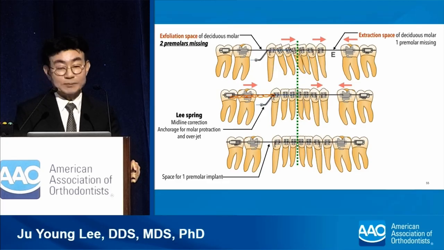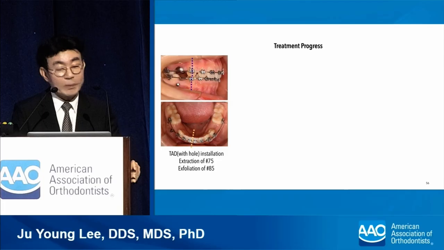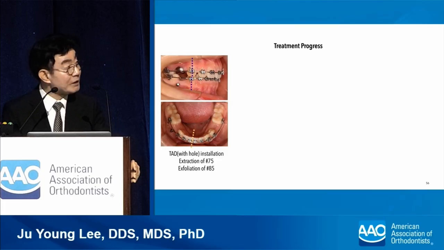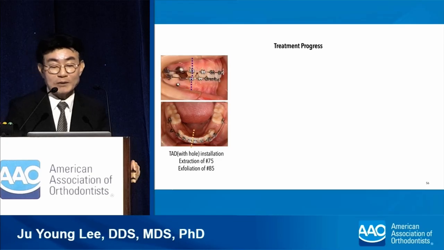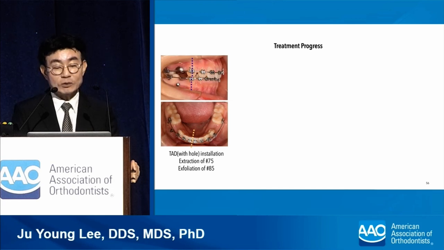Therefore, it was decided to improve the midline by using a TED-supported open coil spring and obtain a symmetrical position of the molars. To improve the mandibular midline to the left side and close this congenitally missing space, the mandibular left deciduous second molar was extracted. On the mandibular right, the deciduous second molar was exfoliated. A TED with a hole on its head was installed on the right side of the lower jaw.